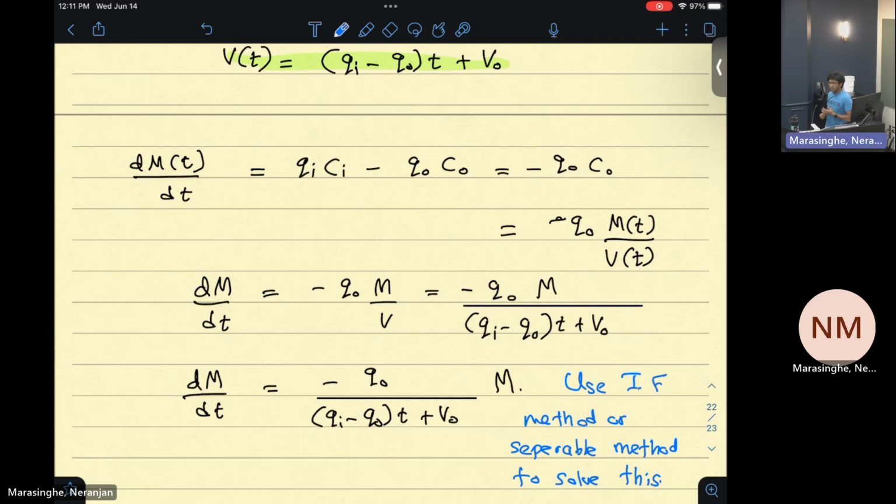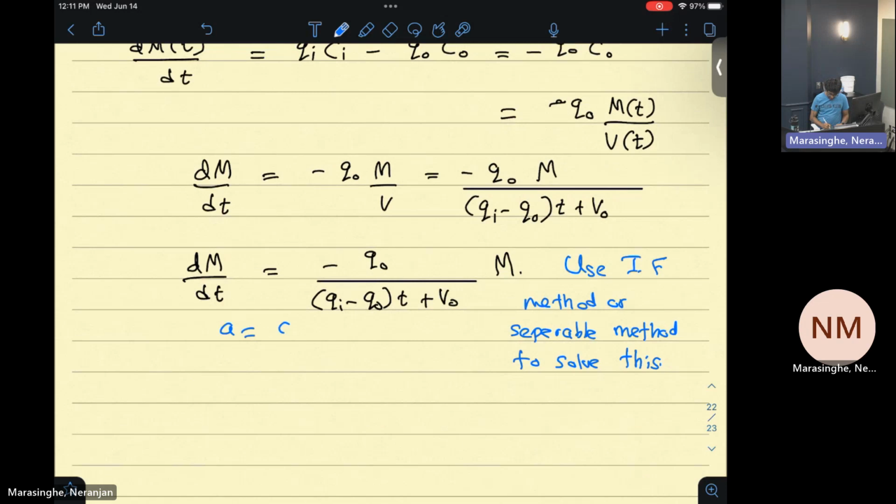To simplify your computation, you can use some dummy variables. That means use something like this: use A equals Qi minus Q naught. Then it's easy to simplify, right? Then what is the expression? dM over dt is minus Q naught divided by AT plus Q naught times M. Right?